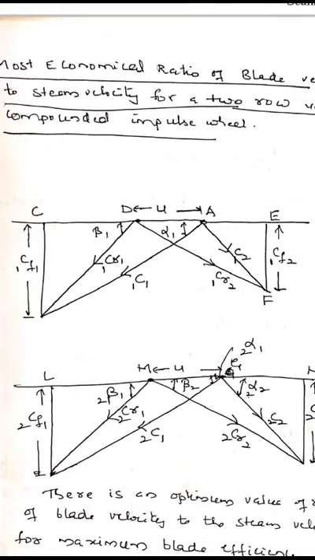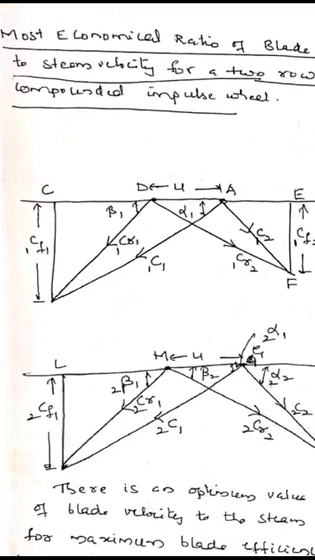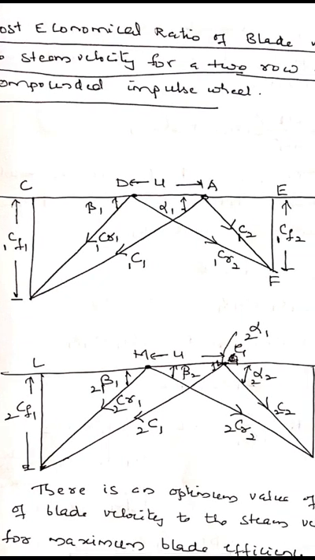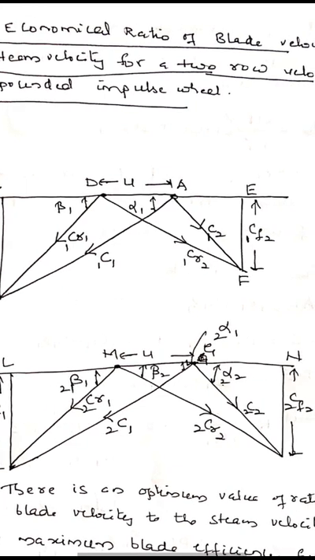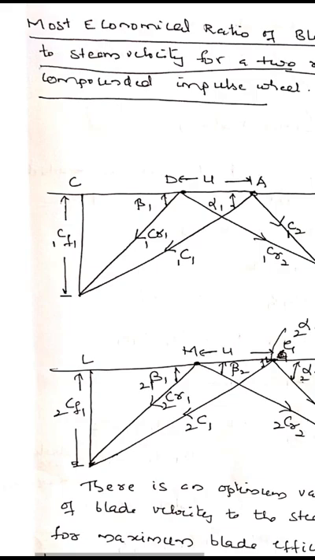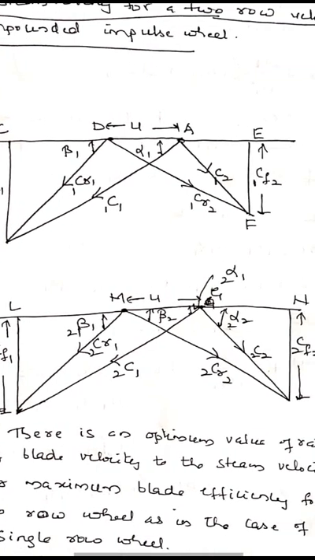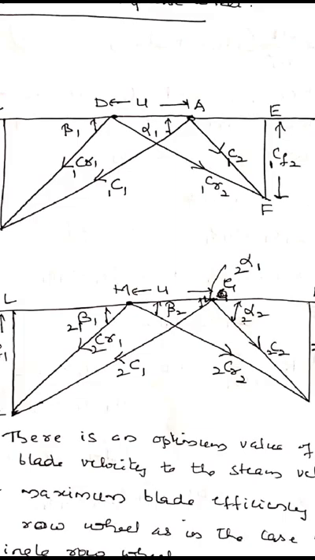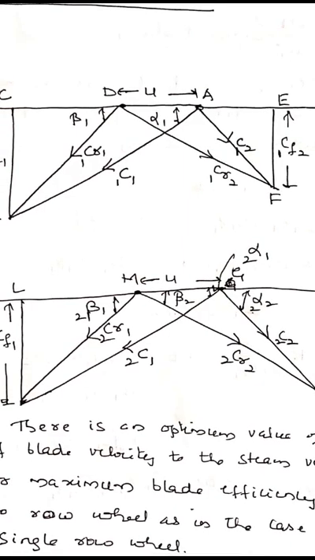Today we shall derive an expression for the optimum value of the blade velocity to steam velocity ratio rho for a two-stage velocity compounded impulse turbine. The combined velocity diagram for the two stages of the velocity compounded impulse turbine is shown in the figure.